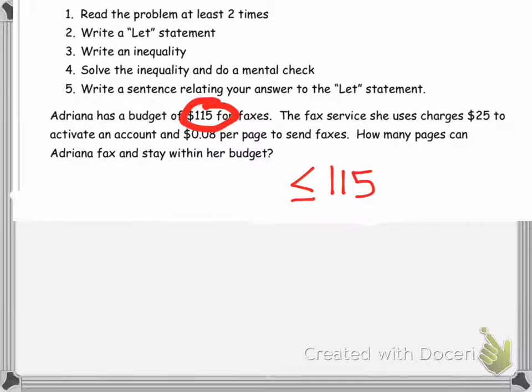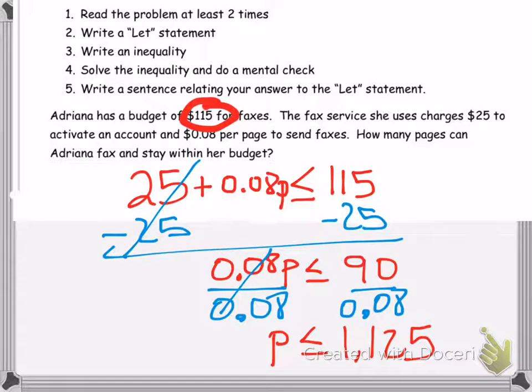Something is less than or equal to $115. Now the fax service charges her $25 to activate an account, plus 8 cents per page. So that's going to be my inequality. Go ahead, take a moment to solve that inequality. We get p is less than or equal to 1,125.